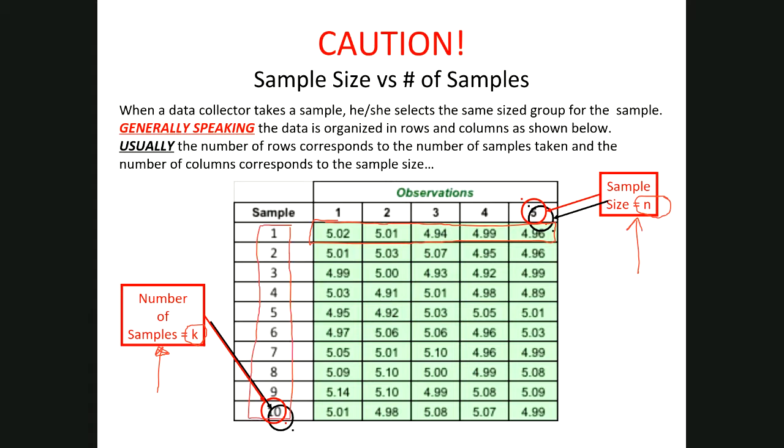So in this case, sample number 1 consisted of 5 samples. Sample number 2 consisted of 5 samples, and so forth. And we had 10 samples of size 5. So a total of 50 samples, but there were 10 samples of size 5. Generally speaking, almost always the data is organized in rows and columns. Usually the number of rows is the number of samples, and the number of columns is the sample size. But be sure to read the problem statement carefully so you'll know which is which. That'll become important as we go into our examples here.